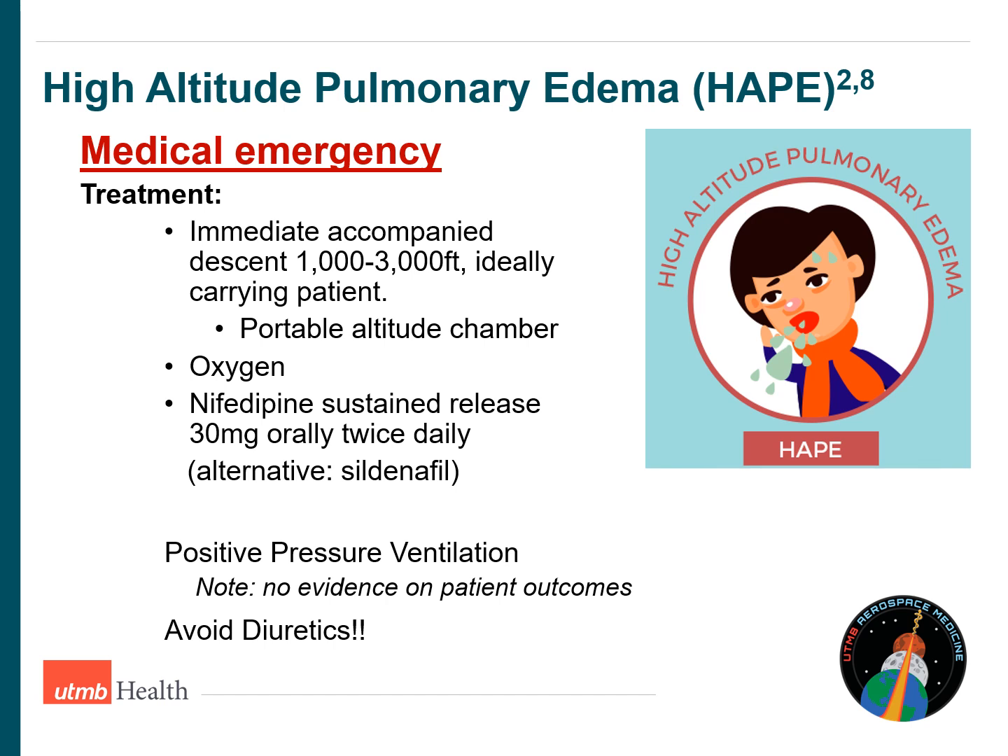Adjuncts to treatment include oxygen and nifedipine, a calcium channel blocker that results in decreased pulmonary arterial pressure. Although positive pressure ventilation has shown promise in small trials to improve oxygenation, there is no evidence on patient long-term outcomes reported. Finally, this is not fluid overload, and therefore diuretics should be avoided. In fact, using diuretics has been shown to make HAPE worse.